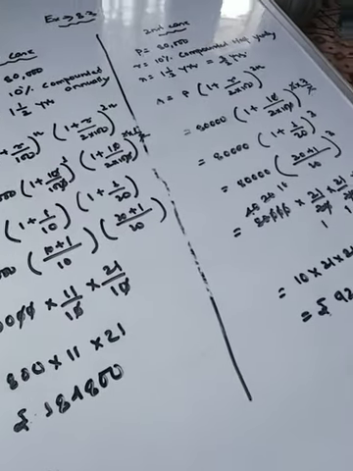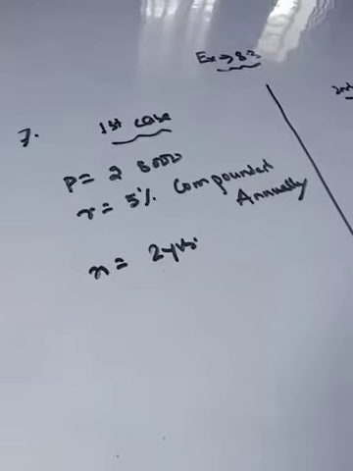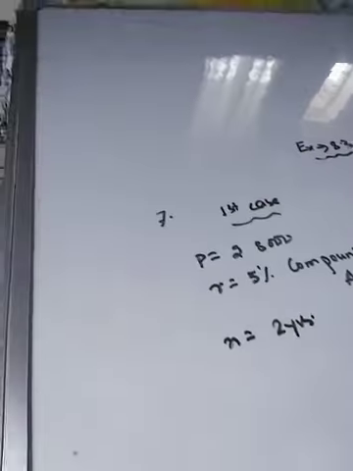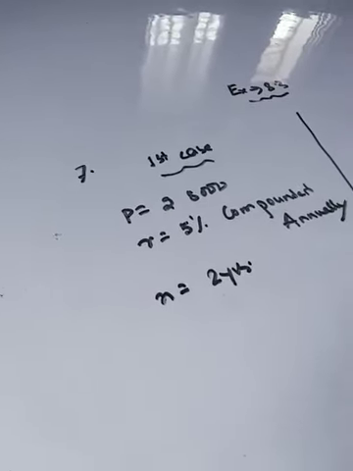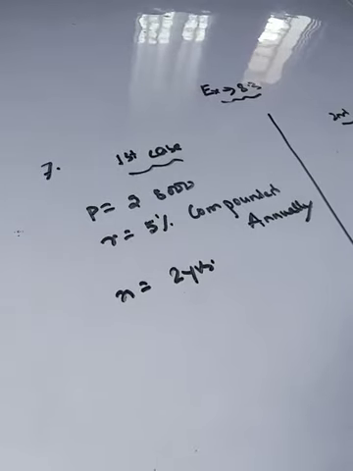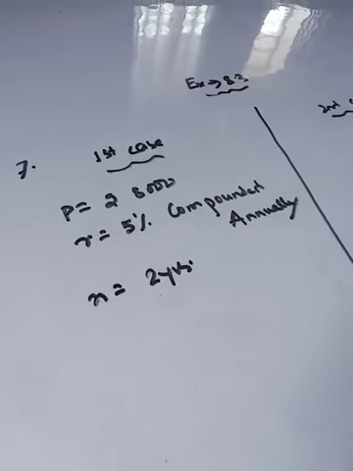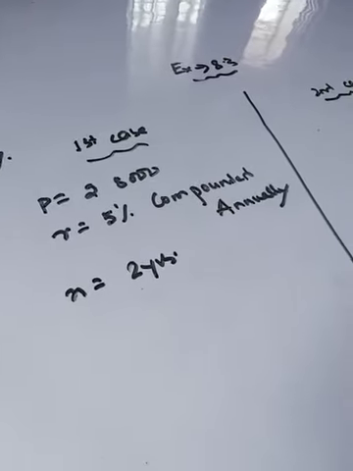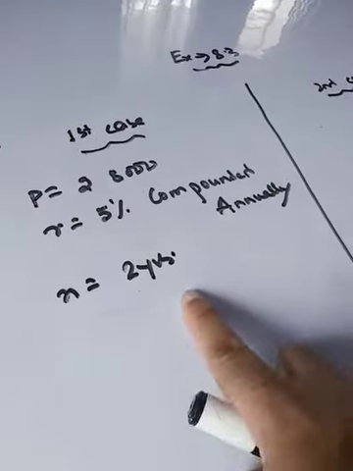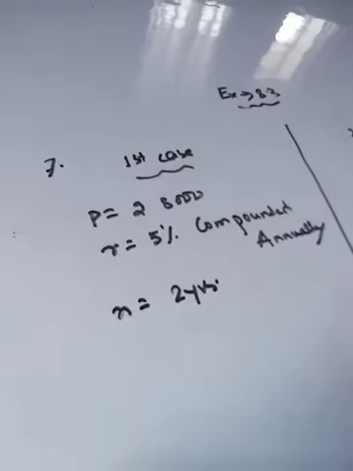Let's move on to sum number 7. In 7 also we have two cases, so first we'll do the first case. According to the first case, the principal is 8,000, the rate is 5% compounded annually, and we have to get the amount value for 2 years.